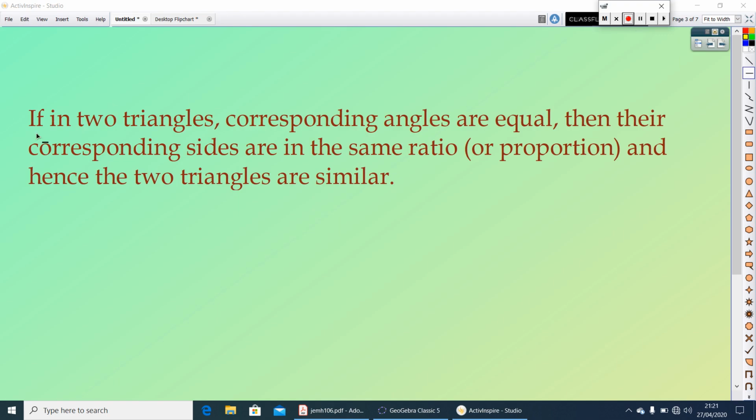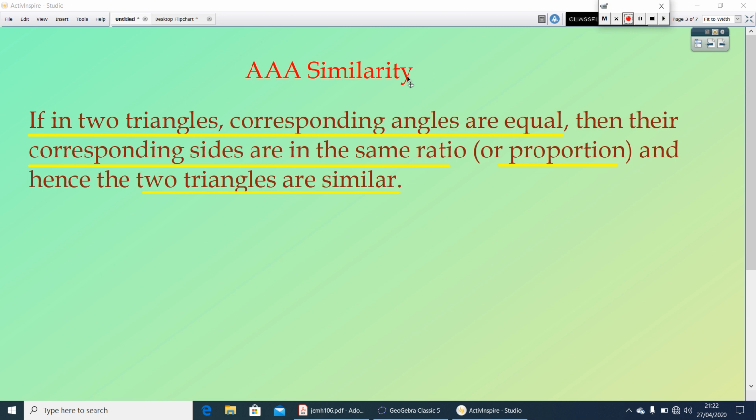So we can say if in two triangles corresponding angles are equal, then their corresponding sides are in the same ratio or proportion, and hence the two triangles are similar. This criterion we can call the AAA, angle criterion for similarity of two triangles, or simply we can write AAA similarity.